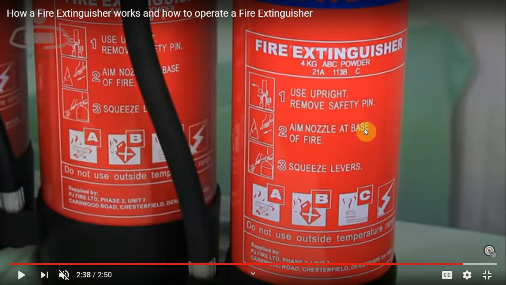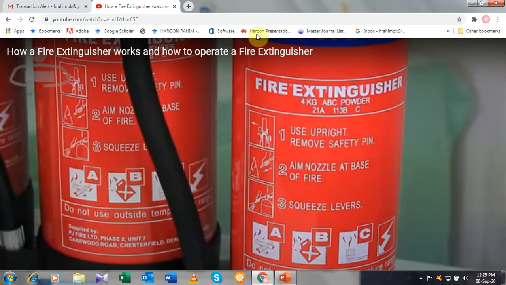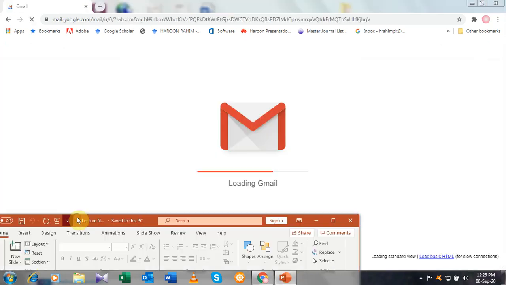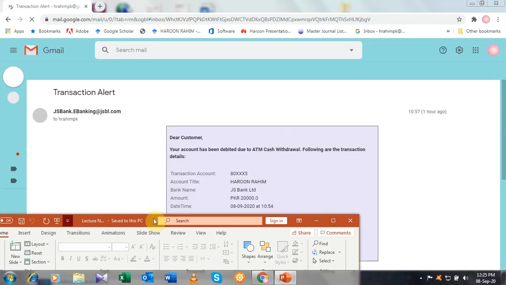That's all about the fire extinguisher, and how to use a fire extinguisher in the area where the fire hazard occurs, which is detected by using a suitable alarm.